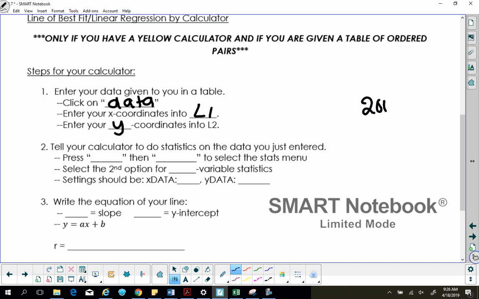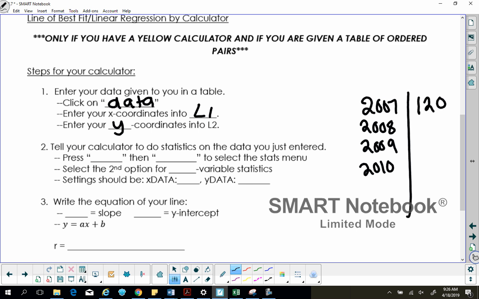It says 2007, 2008, 2009, and 2010. It also has 120, so it's talking about cigarettes purchased in the U.S. 105, 92, and 86. This is from example 1. So I'm just reading it from example 1. So you're typing, the first one's always going to be your X's, so you're typing into L1 in your calculator. These you're typing into L2. So make sure they're together. So the X coordinates should be with your Y coordinates.